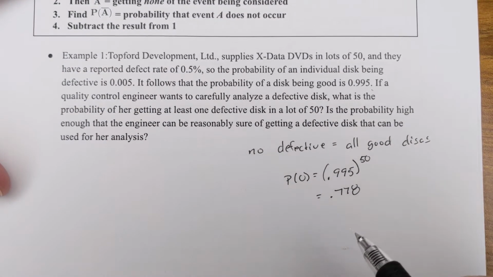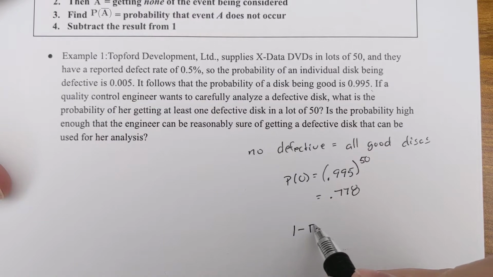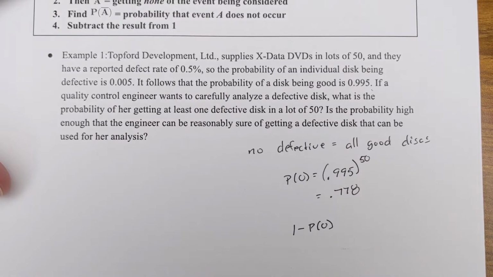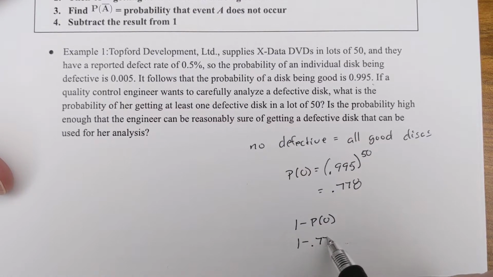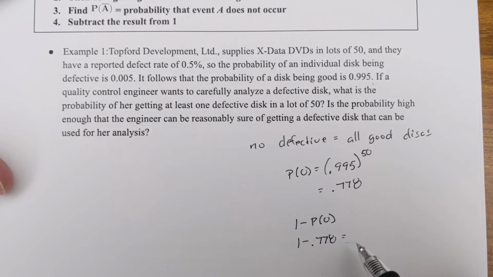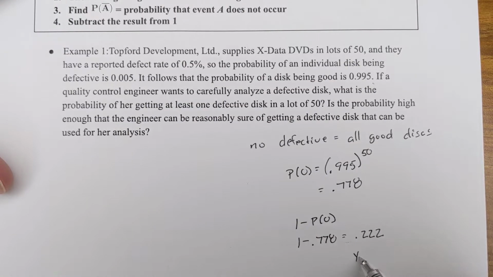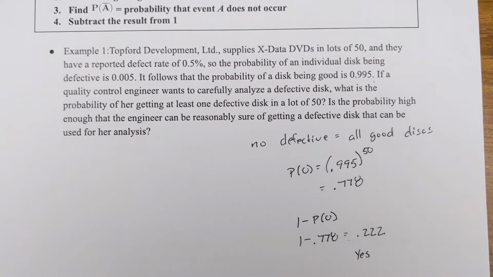So at least one defective is going to be 1 minus the likelihood that none of them are defective. So 1 minus 0.778. I should be able to do this in my head. It is 0.222. So that's almost a quarter, about a 25% chance. So yeah, she's got a pretty good chance of finding at least one defective disk in her batch of 50.